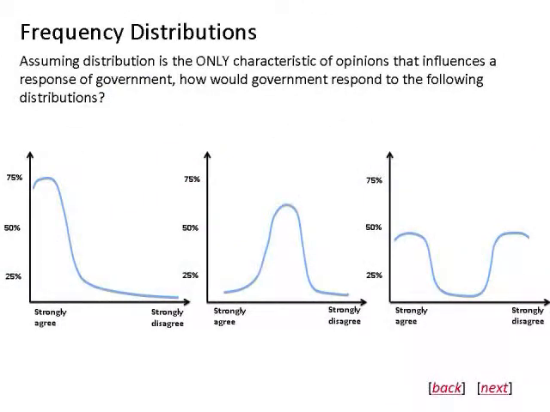Distributions of opinions on issues can also take a variety of forms. The key question for us is, how does the shape of the distribution affect how government responds to opinion? Depending on the shape of the distribution, the response of government may be more or less straightforward. Examine each of the following distributions that are depicted here and consider how the distribution might affect government's response, assuming that distribution is the only attribute of public opinion that is relevant.